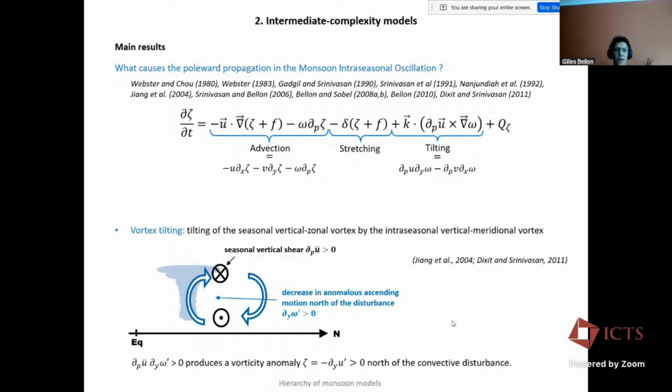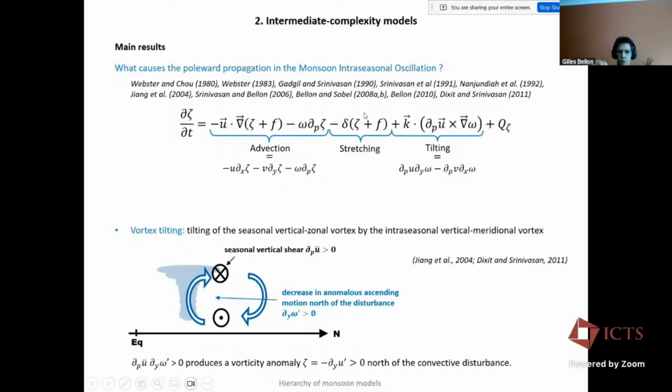And so if you look at the vorticity budget that's here, you've got four main terms that explain the tendency of vorticity here. First one is the advection of absolute vorticity, if you include here the Coriolis parameter. Then the second one is the stretching.